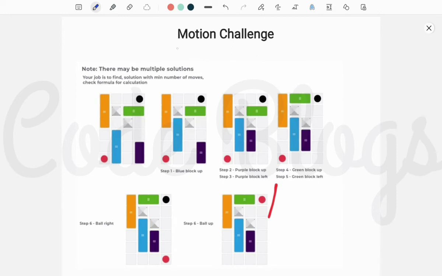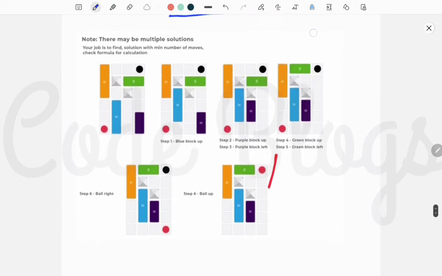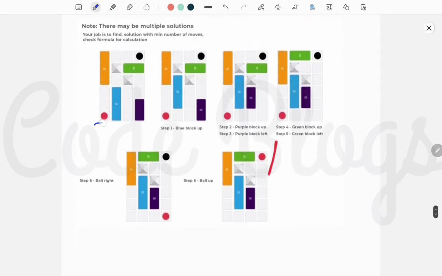Now comes the motion challenge. Okay, so I think many of you have already played this game. Here your main task will be this red button, or you can say the red ball, or you can say the red circle. This circle must be put inside this black hole. Okay, you have to put it inside the black hole with a minimum number of moves.